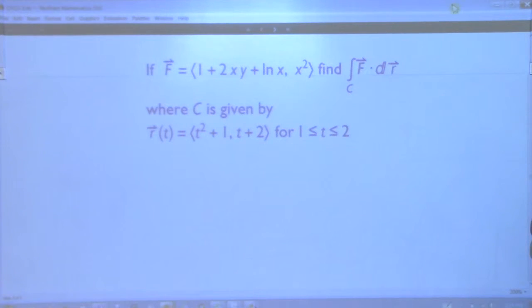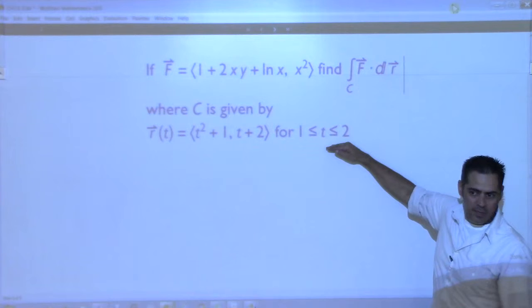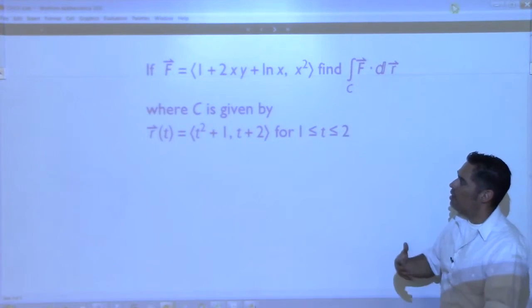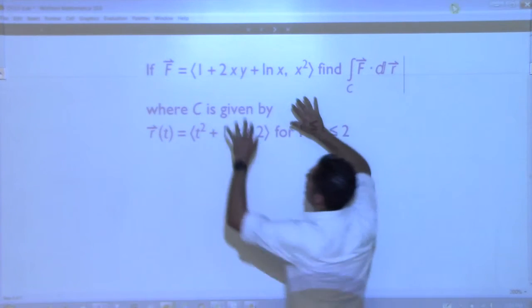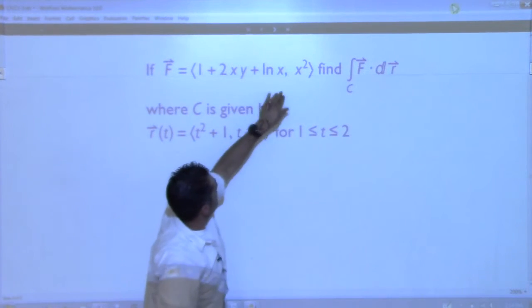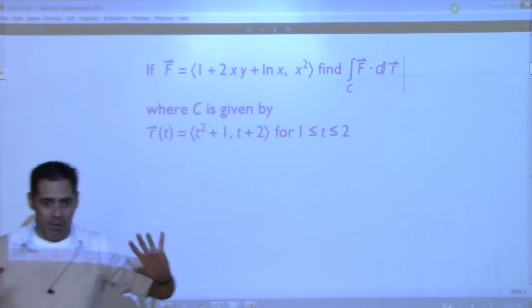Let's say we started this problem at the beginning of class today. Then the approach would be, I give you a vector field, I give you a path, I give you the t constraints, and I ask you to calculate work. So you go through the standard protocol: find the derivative of this, evaluate the vector field at this, so every x gets replaced with that and all your y's get replaced with that, then you dot those, and then you integrate. And that would be a real pain, wouldn't it?